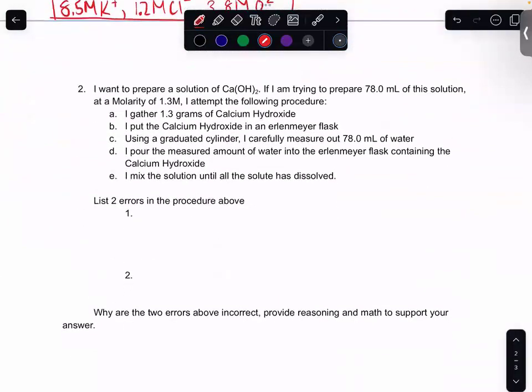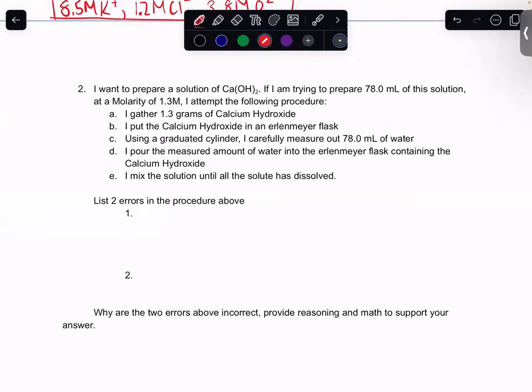Number 2, I want to prepare a solution of calcium hydroxide, CaOH2. I'm trying to prepare 78.0 milliliters of the solution at a molarity of 1.3 molar. So I attempt the following procedure. I first gather 1.3 moles of calcium hydroxide. I put that in an Erlenmeyer flask. I use a graduated cylinder to measure out 78.8 milliliters of water. I pour the measured amount of water into the Erlenmeyer flask containing the calcium hydroxide, and I mix the solution until the solute has dissolved.